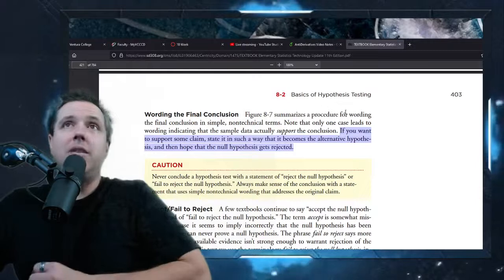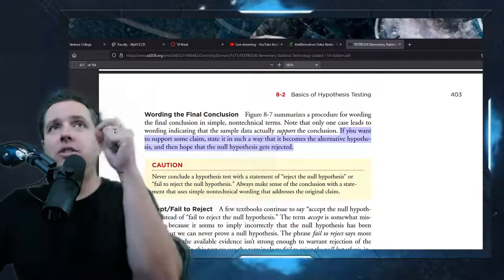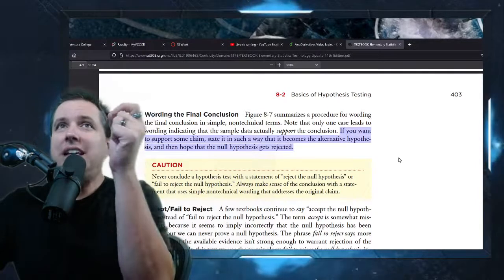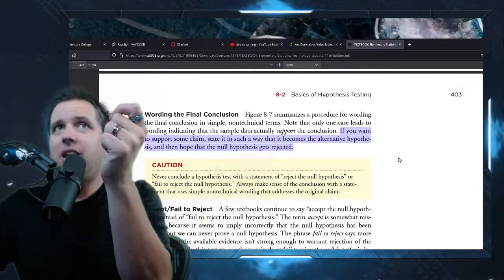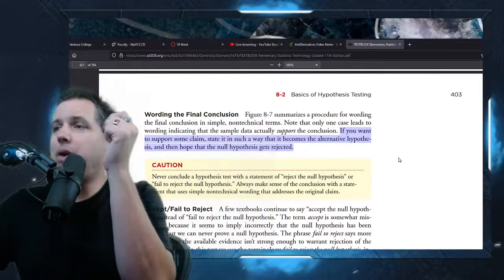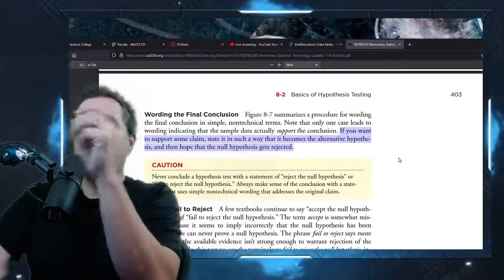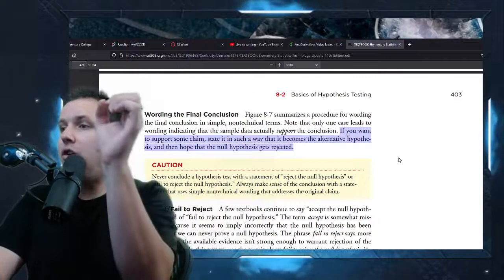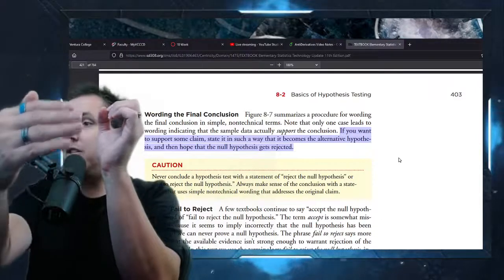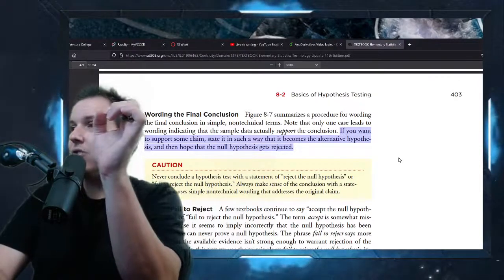So just keep that in mind. If you want to support some claim, state it in such a way that it becomes the alternative hypothesis, and then hope that the null hypothesis gets rejected. What you cannot do is make the thing you want to support the null and then try to find evidence for the null. That's not how this test works.